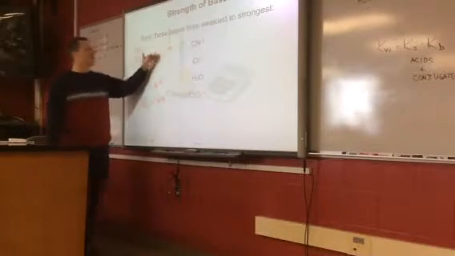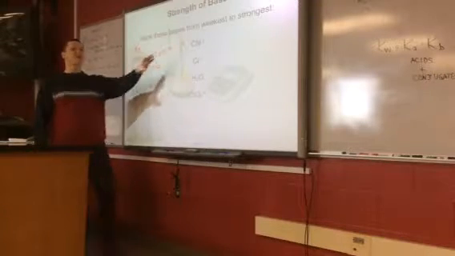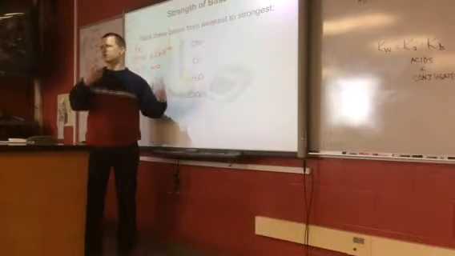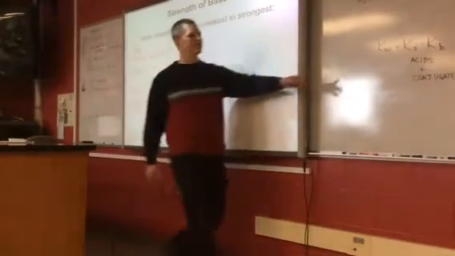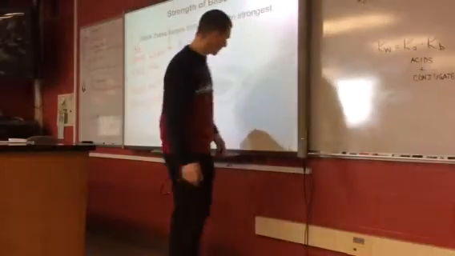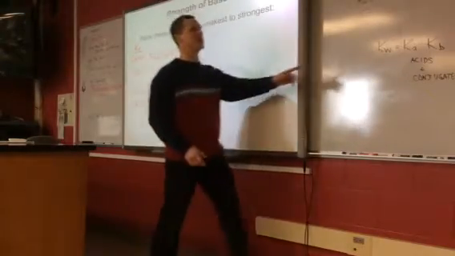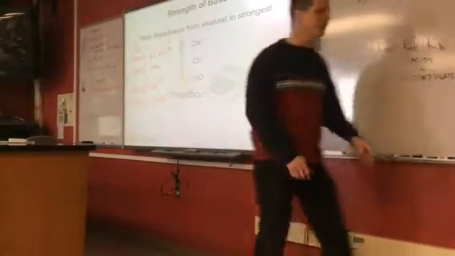So I've got the Kas of their conjugate acids. Can we figure out the KBs of these bases and just rank them according to their KBs? I think we can, because of this thing. Yeah, but we don't know KW. No, we do. That's a constant number. It's up here.